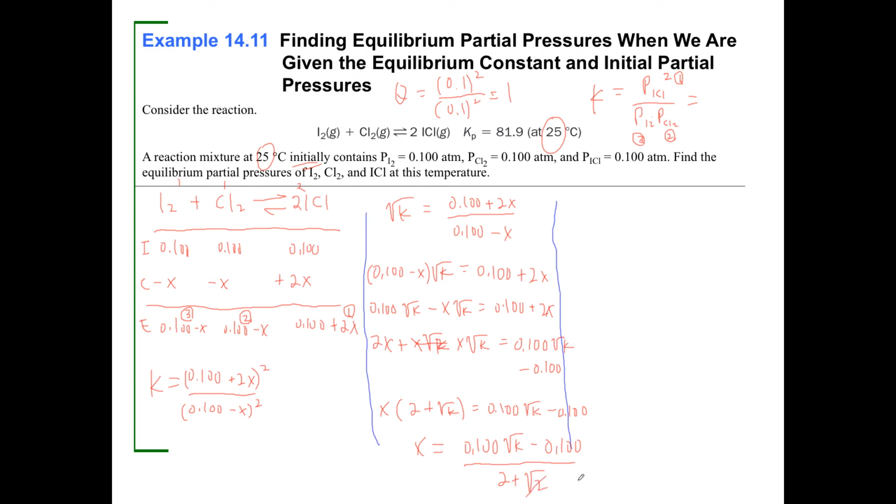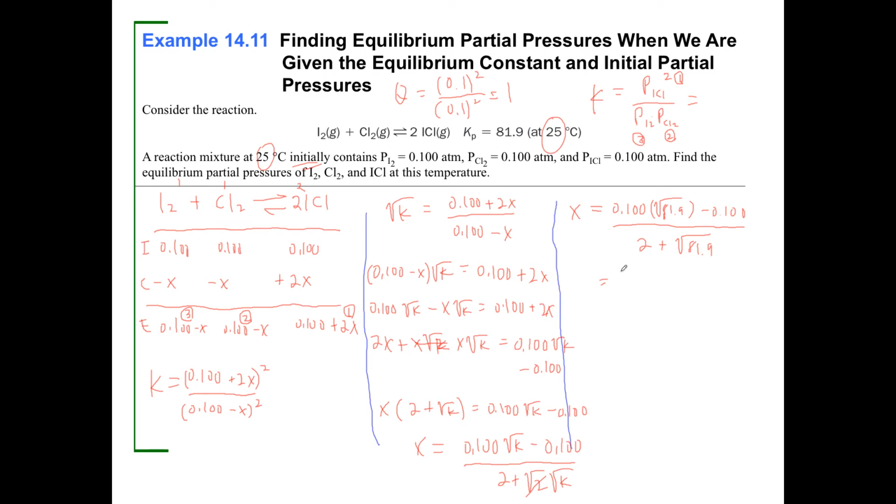All right, so x then is going to equal 0.100. Now I'll put root K in. I'm tempted to say that's close to the square root of 81, which is 9, right? Because the square root of 81 is 9. That minus 0.100 over 2 plus root K. I'm going to solve this little by little now.